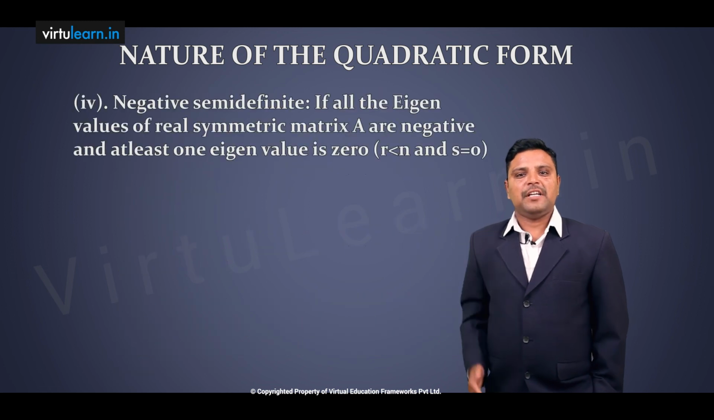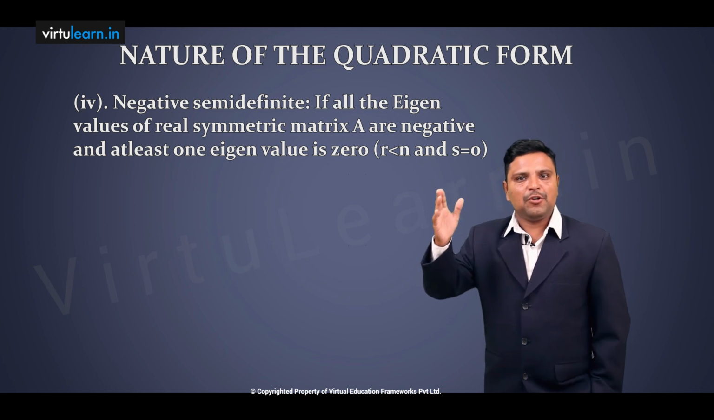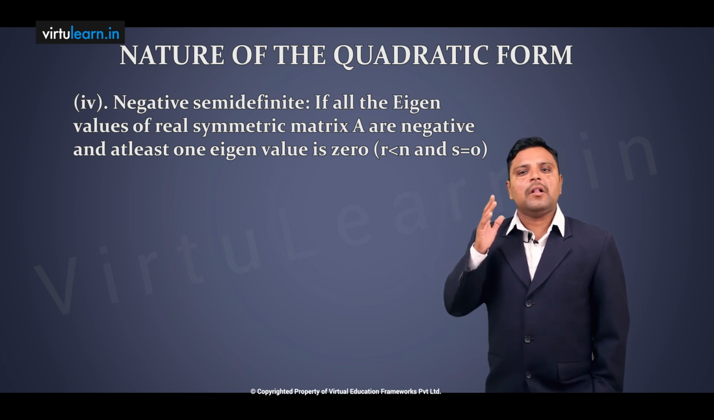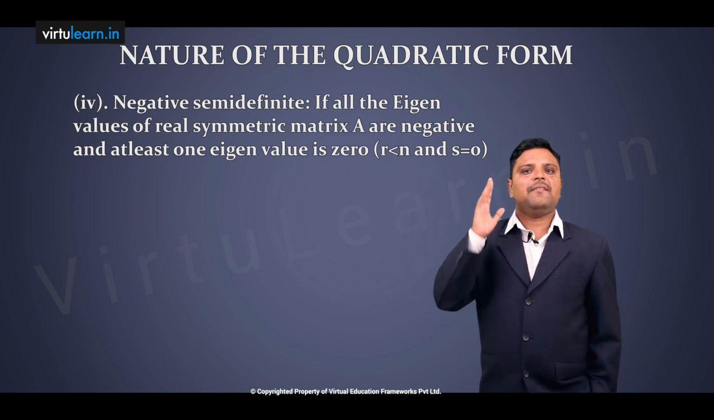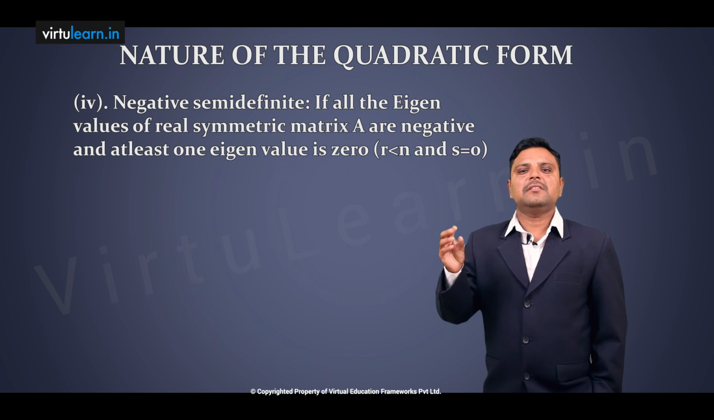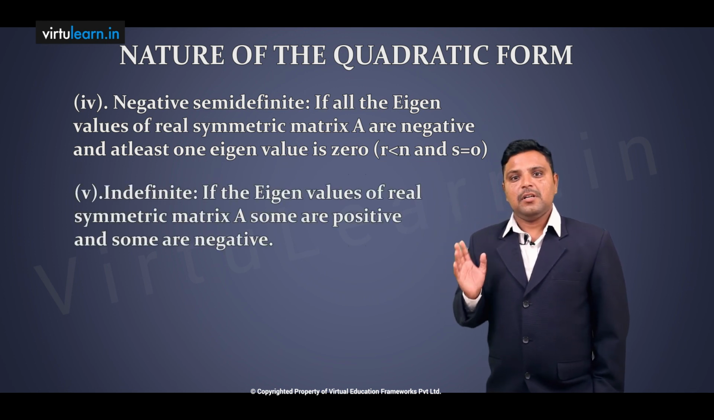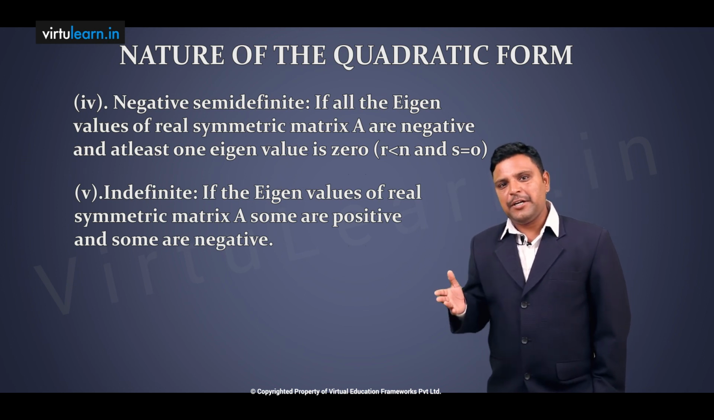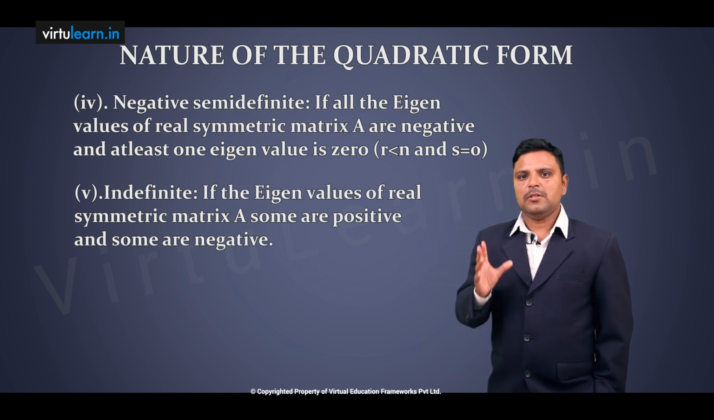Now next definition, negative semi-definite. A quadratic form is said to be negative semi-definite if all the eigenvalues of A are negative and at least one eigenvalue is 0. Next, if some eigenvalues are positive and some eigenvalues are negative, then that quadratic form is indefinite. Now these are the natures of the quadratic form.